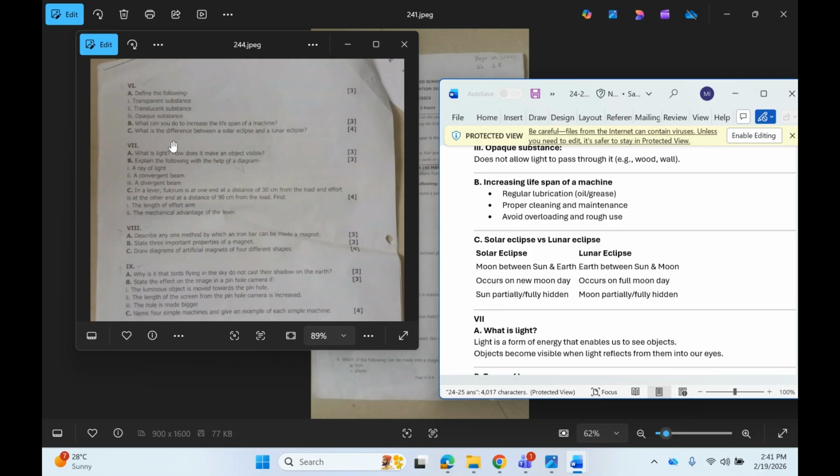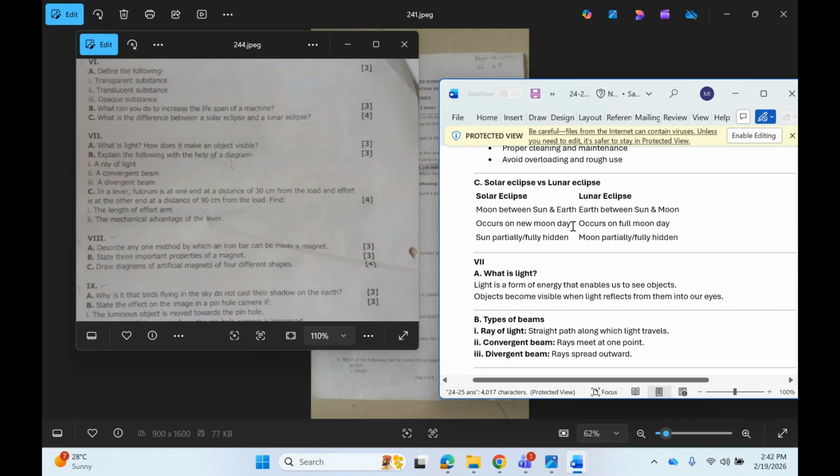Next one. What can you do to increase the life of a machine? These are all things you have to do. You have to lubricate it regularly. You have to clean it properly, do proper maintenance, and avoid overloading and rough use. Right?